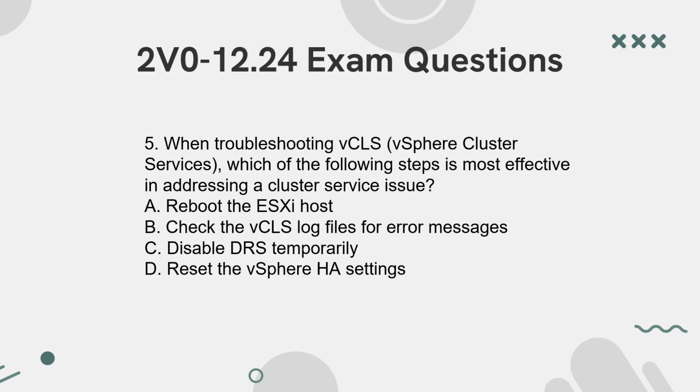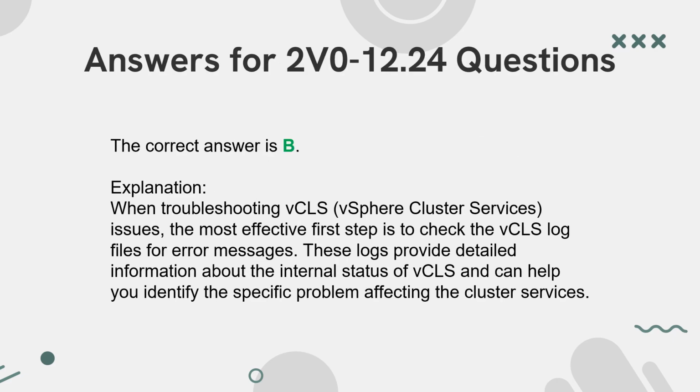When troubleshooting VCLS, vSphere Cluster Services, which of the following steps is most effective in addressing a cluster service issue? A. Reboot the ESXi host. B. Check the VCLS log files for error messages. C. Disable DRS temporarily. D. Reset the vSphere HA settings. The correct answer is B.